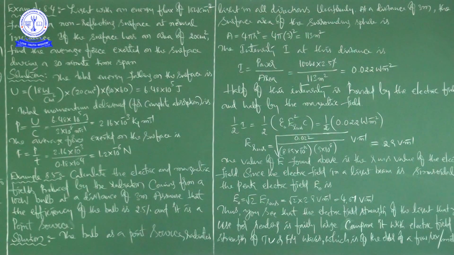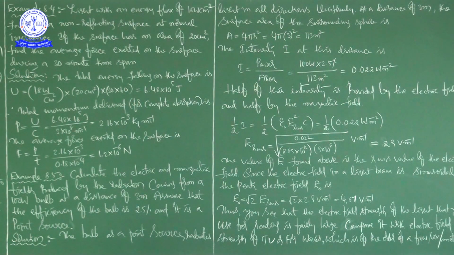Now, the intensity I at this distance is, by the well known formula, I is equal to power by area, that is equal to 100 watt into 2.5% divided by 113 meter square, that is equal to 0.022 watt per meter square. This is the intensity I at a distance of 3 meters.